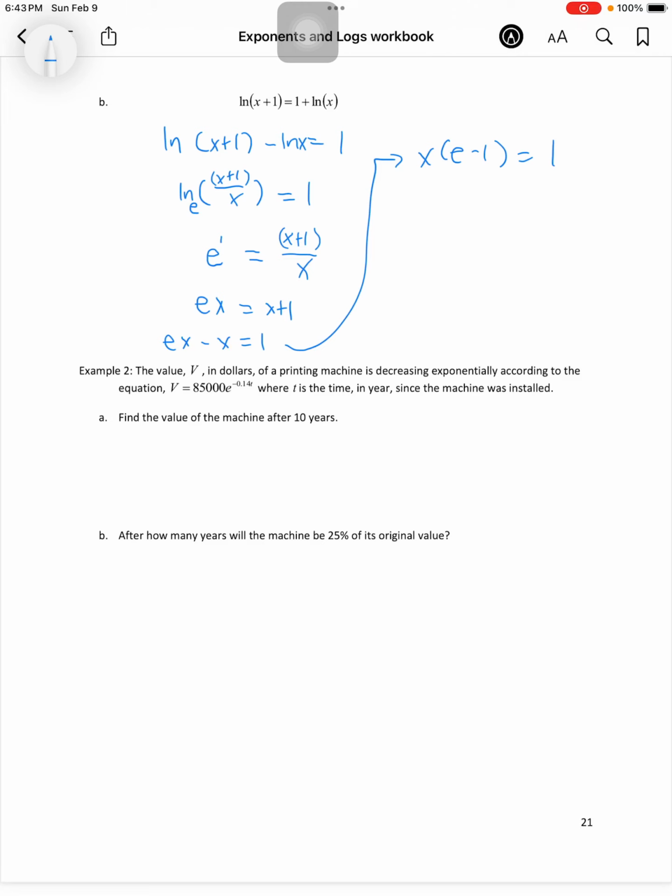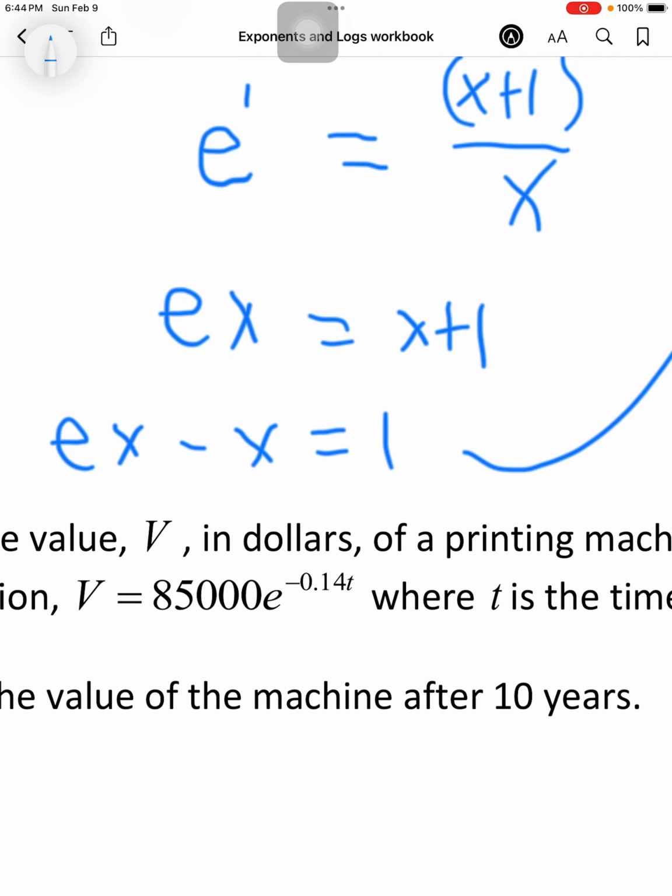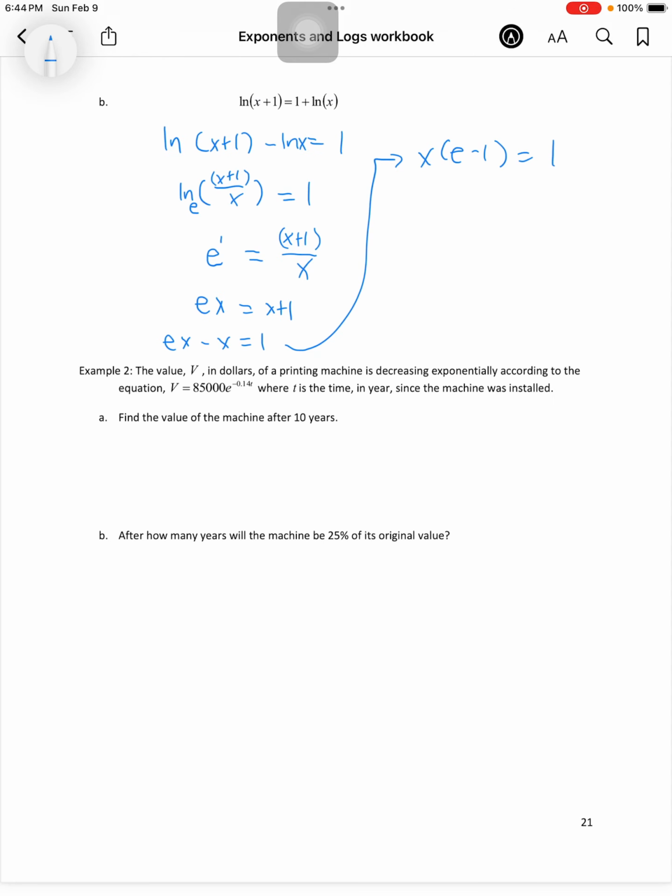So again, we just factor out x. Do not divide the whole thing by e, because that's just going to make it more complicated. So I'm talking about this step, so a lot of students tend to divide everything by e here. You can, but it's just a little extra steps that you don't need to do. So here we have x bracket e minus 1. Now we divide both sides by e minus 1. And that's going to be your answer.